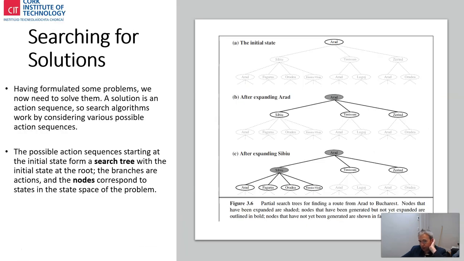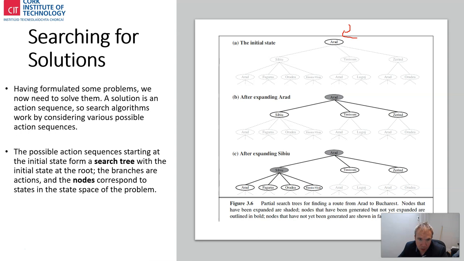Okay, so now having formulated our problems, we now need to solve them. So our solution is an action sequence. Search algorithms work by considering various possible action sequences. The possible action sequences starting at the initial state form a search tree with the initial state at the root. That's this guy. The branches are actions and the nodes correspond to states in the state space of the problem.